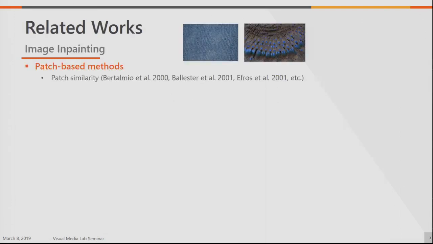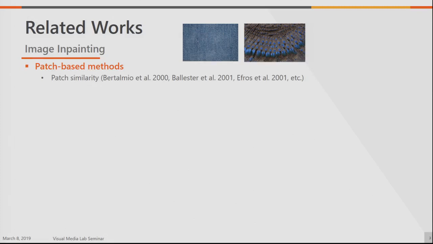When people started to do research into image inpainting, the main type of method that was used was patch-based. The very first methods worked with patch similarity, where basically they looked for similar patches in the rest of the image that they could use to fill the hole. These first methods worked really well for simple images like this with simple textures. But for more complicated textures like this, they didn't work very well.